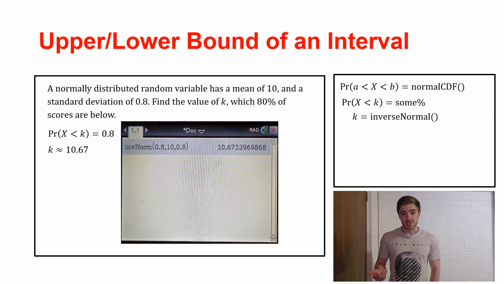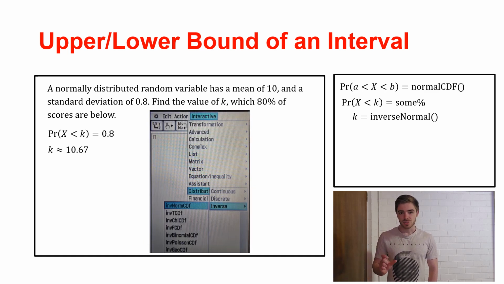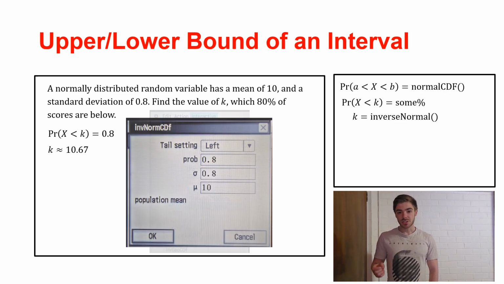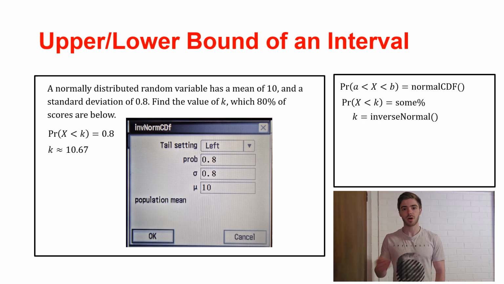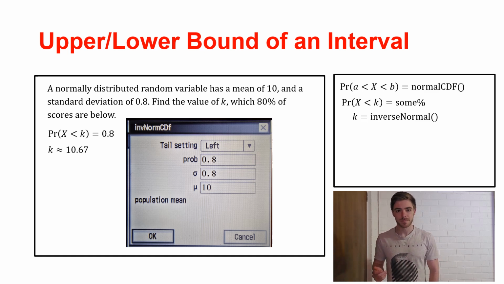On the Casio, it's actually slightly better. It's located under interactive, distributions, inverse, inv-norm CDF. The reason it's slightly better is because you can actually determine whether you want your probability to be defined to the left or to the right of the k value that you're after. Our inequality was a less than sign, so we're going to select left, since you want everything to be left of your upper bound. If it was a greater than sign, then you would instead select right.